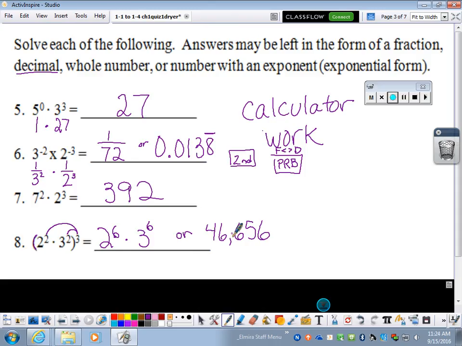So the answers you see here on the screen are the only acceptable answers for each question. Some of them have 2 possibilities. Some of them really just have 1.